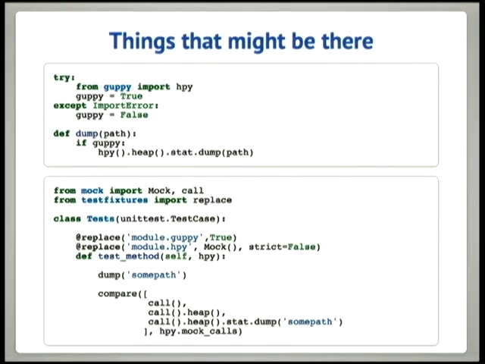As a quick example of things that might be there, this is some quite interesting code. It behaves differently depending on whether the Guppy library is available or not. So we want to make sure that we call the Guppy library correctly, even if we don't have it there when we're running our tests.